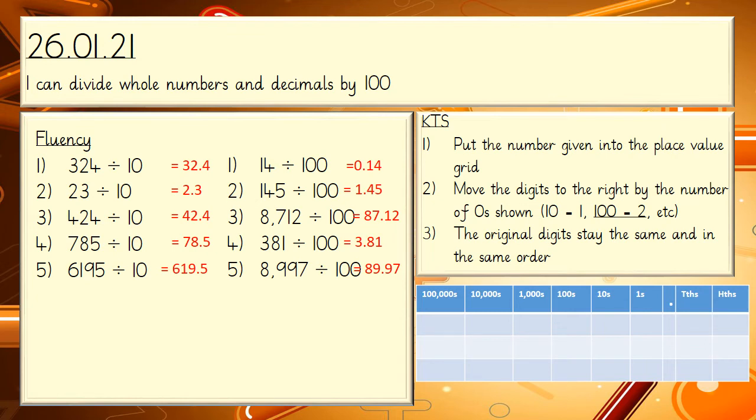Put a tick next to the answers that you got correct, and make any corrections and put a cross next to the ones that you got incorrect.